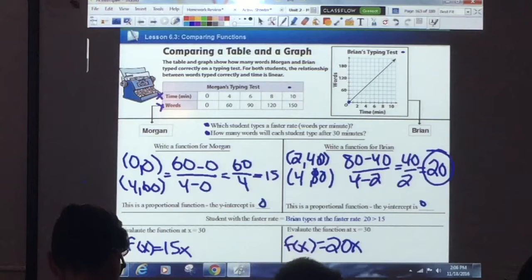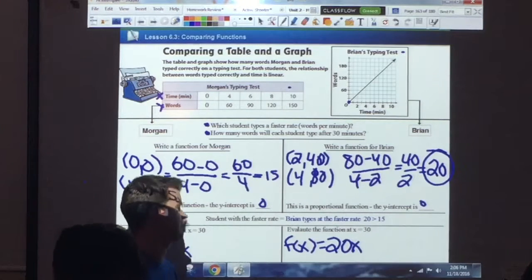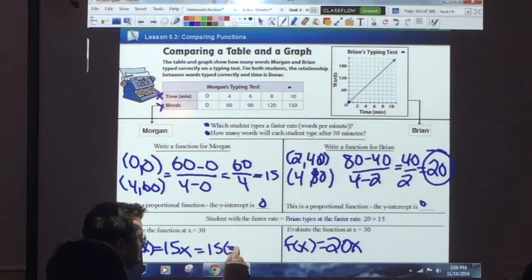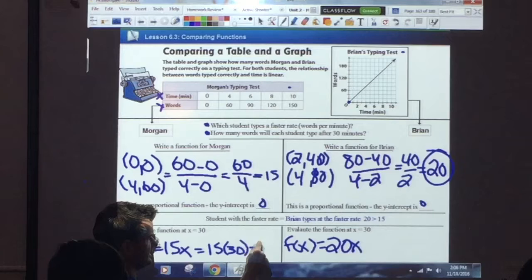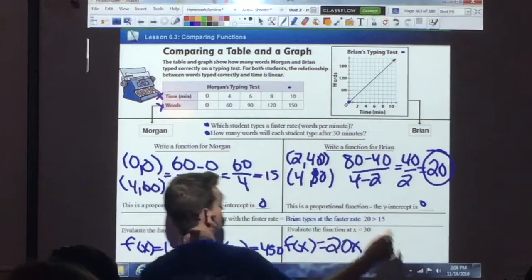So now that we have both of those, we have to do the second half of this problem. We have to evaluate both of these functions at 30 words per minute. We put 30 into x, and we do 15 times 30. That gives me 450.